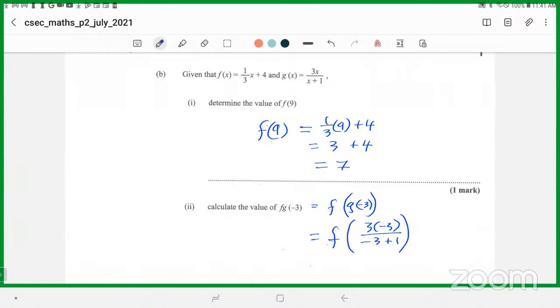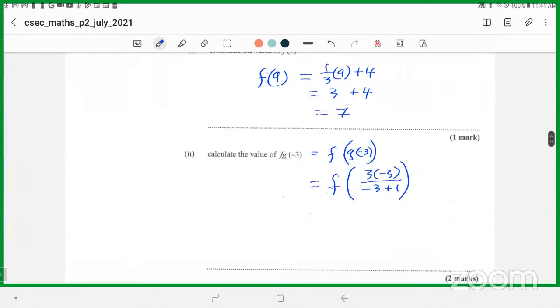Go do that? Yes, sir. Good. Then it's going to become f of negative 9 over negative 2. So it becomes f of 9 over 2. The negatives cancel, so we get 4.5, or we can leave the 9 over 2.